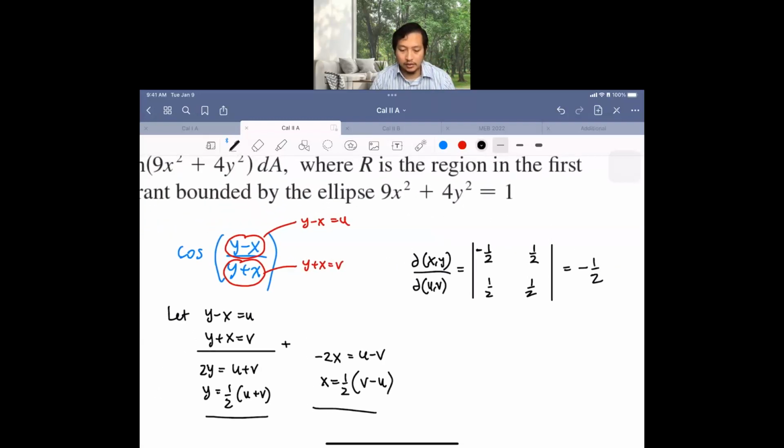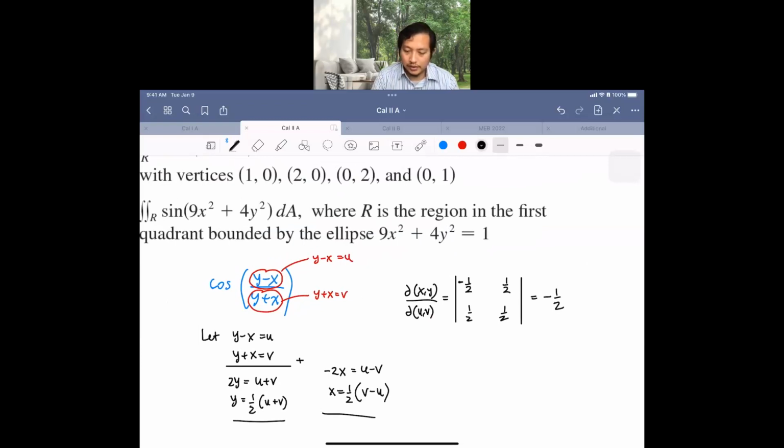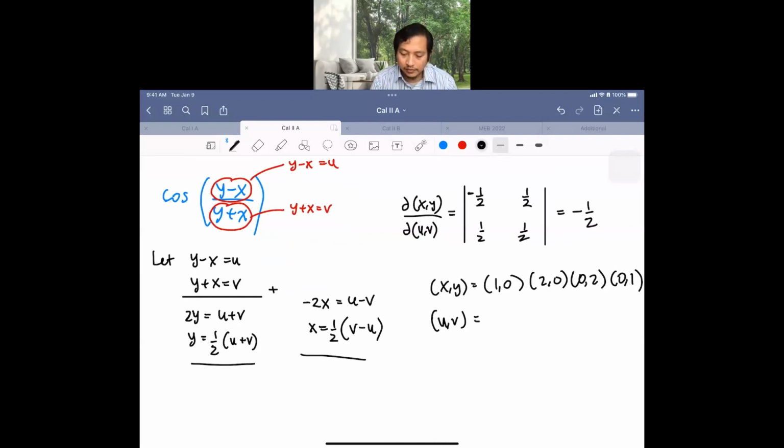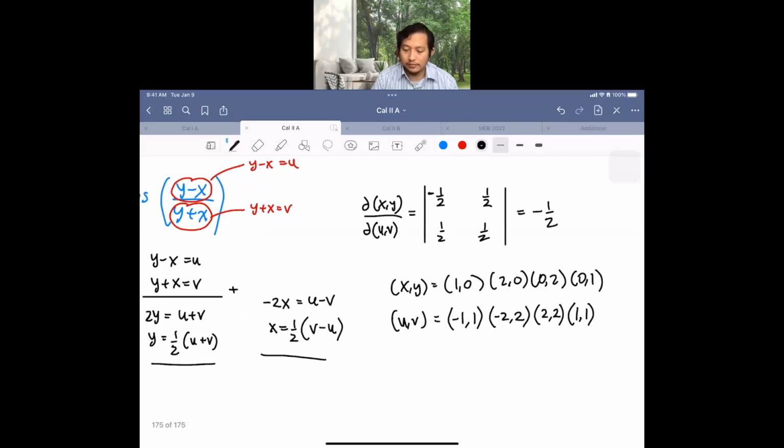And then we have the vertices. The vertices on the xy plane are (1, 0), (2, 0), (0, 2), (0, 1). We can convert into uv using our conversions. So y minus x for u gives minus 1, and y plus x gives 1. And then y minus x for u is negative 2, and v is 2. And this will be 2, 2, and this will be 1, 1.